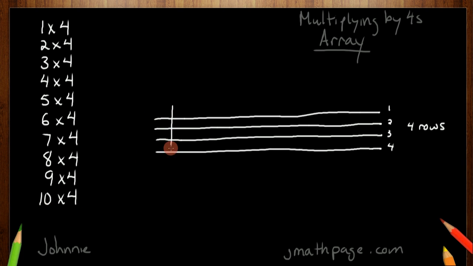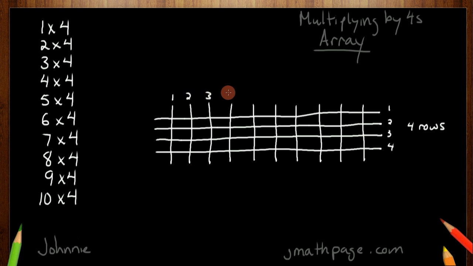Let's start. 1, 2, 3, 4, 5, 6, 7, 8, 9, and 10. So I've made 10 columns. You can always make these for yourself, you know. So let's write up here 10 columns. Okay, 10 columns and 4 rows.